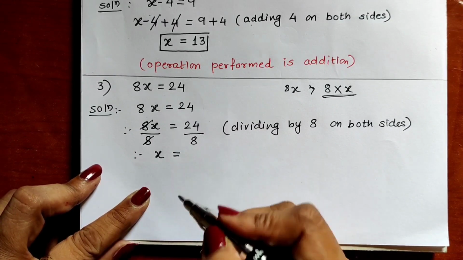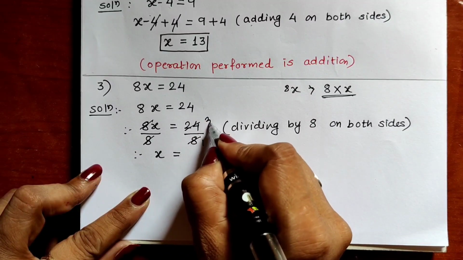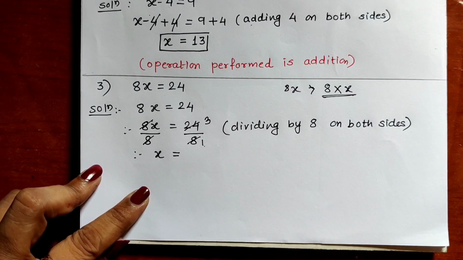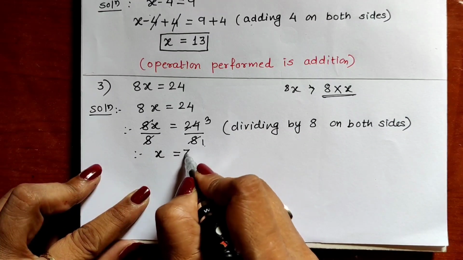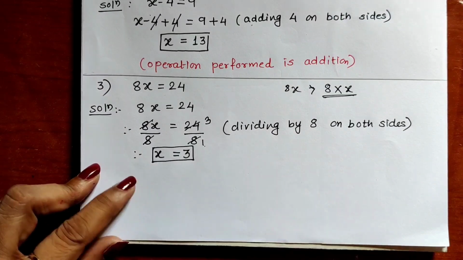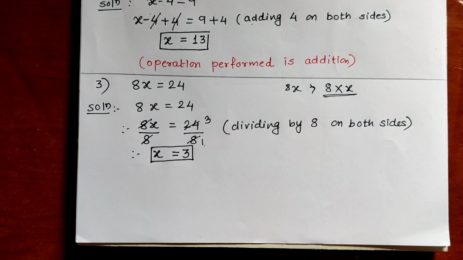Now let us see what we get on the right hand side. 8 ones are 8, 8 threes are 24. 3 upon 1. When 1 is there in the denominator, we don't write that, so only the numerator 3 we have to write. x = 3. Which operation is performed? Operation performed is division.